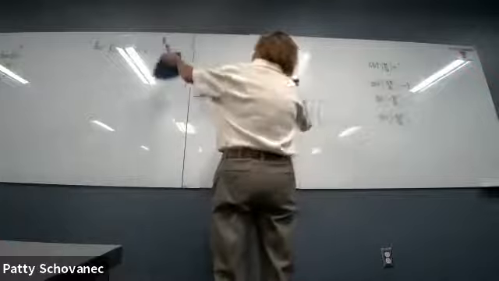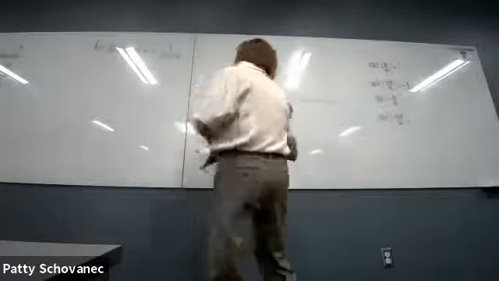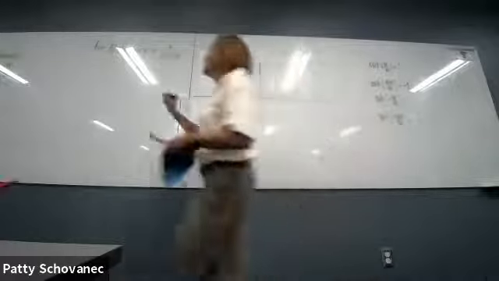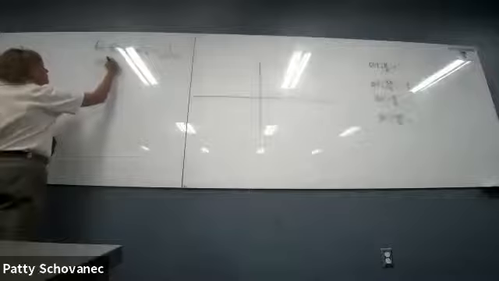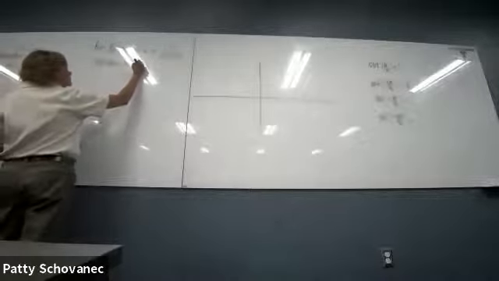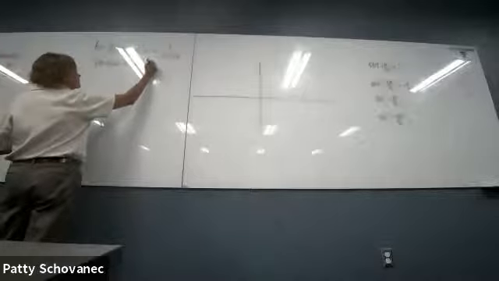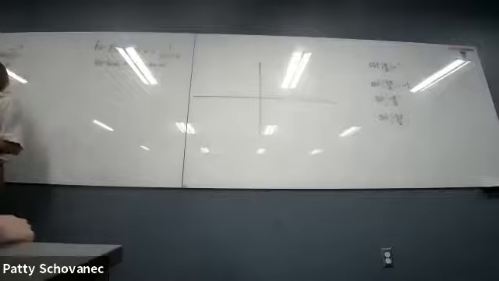This particular function is going to have some vertical asymptotes. Where are they going to be? Wherever the cosine is 0. Those were the odd multiples of pi halves.